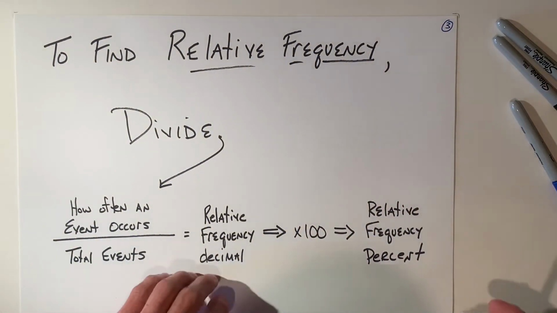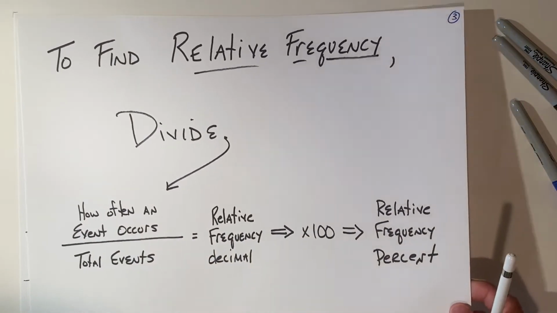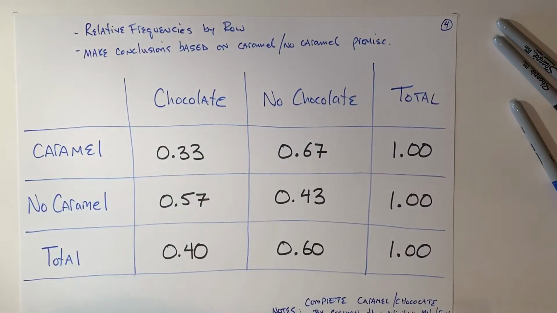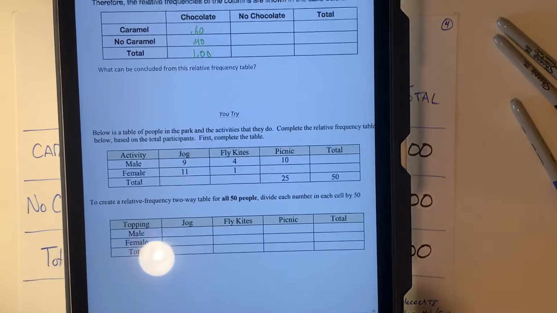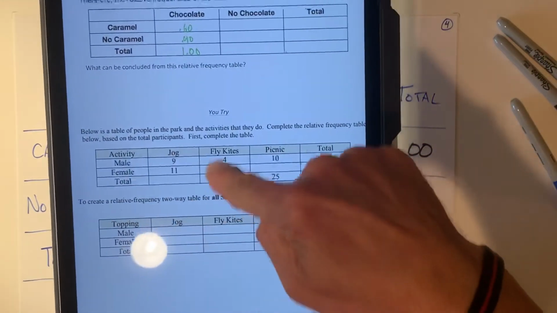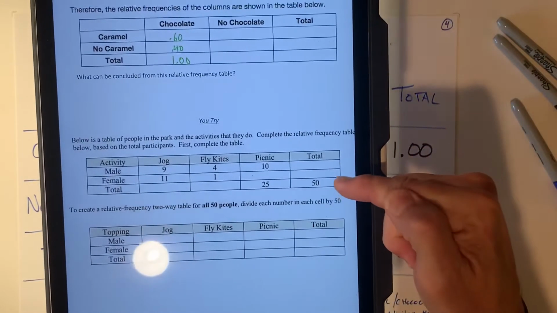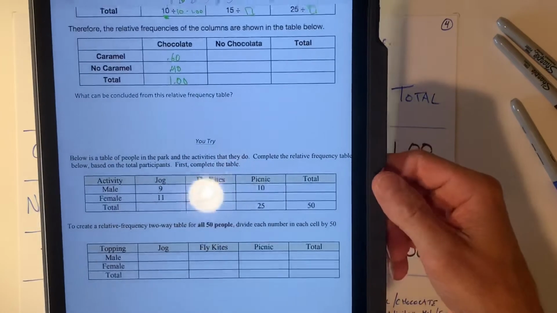And then finally, if you've paused and you've come back, there's one more slide. There is a slide about the activity of males and females, whether they are jogging, flying kites, or having a picnic. Now, that is a start to finish sort of task. What I would want you to do with this one, of course, is use the skills we started with in the beginning to calculate the actual number of people that would be in each cell. You notice that the total number of people that were surveyed were 50. You also notice that this is slightly different.